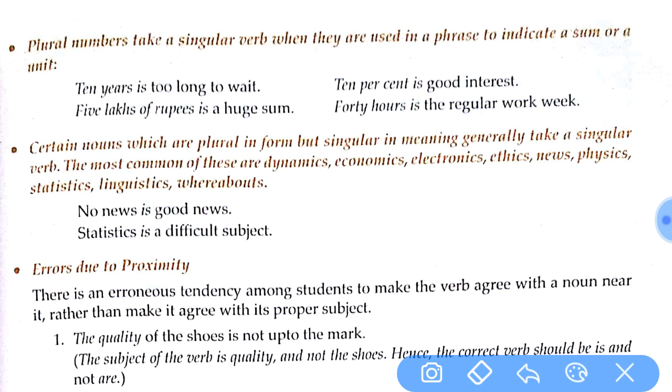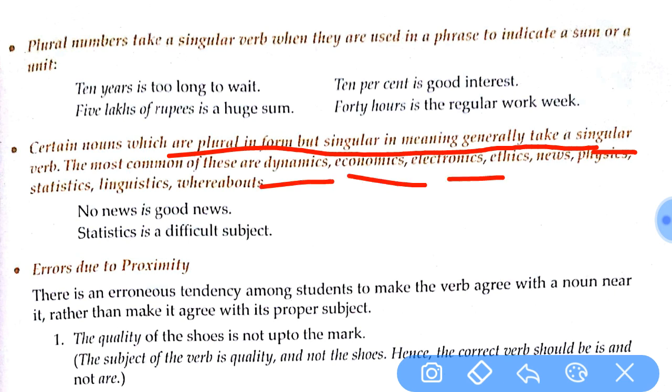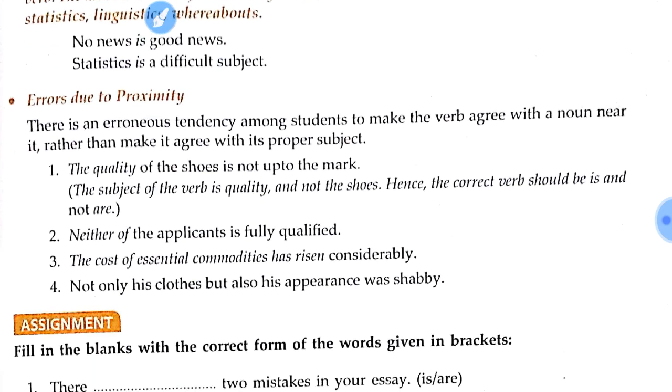Certain nouns which are plural in form but singular in meaning take a singular verb. For example, dynamics, economics, electronics. The word sounds like a plural form with an s, but its meaning is general, and then a singular verb is used. No news is good enough. Statistics is a difficult subject. So then let's have the last one.